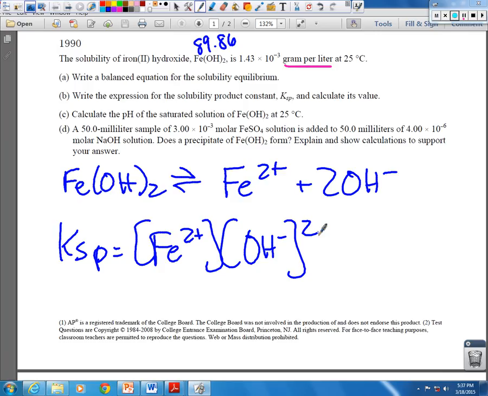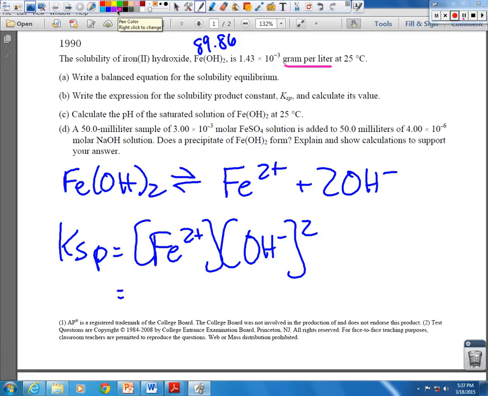And then it's going to get into C, and you're like, oh my gosh, what is this thing talking about? Calculate the pH of a saturated solution, and calculate its value. I was thinking that's a little easier than I thought it was going to be. Alright, what's the problem with what they gave us versus what we have here?